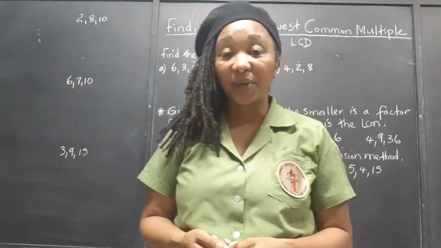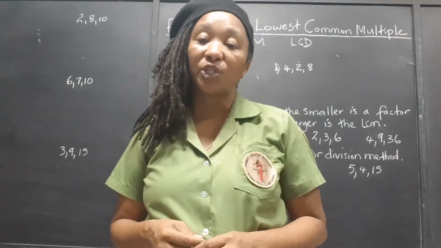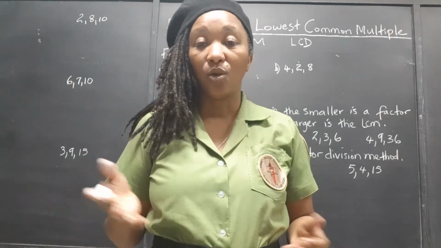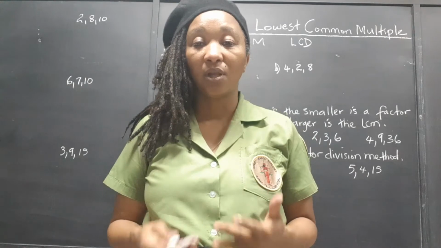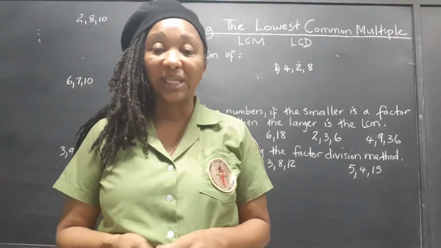What we're going to be doing right now is seeing the different methods by which we can find the LCM or the LCD, lowest common multiple, least common denominator. They mean the same thing.